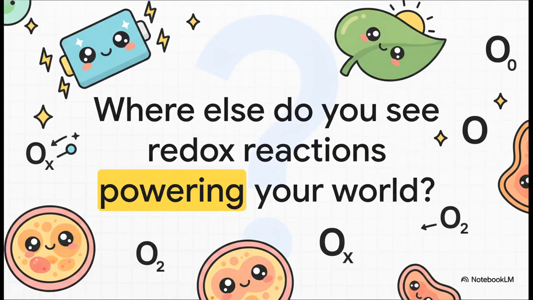So redox isn't just some abstract concept in a textbook. It's the engine of our world. It's happening in the batteries that power your phone, it's happening in photosynthesis that makes the oxygen we breathe, and it's happening in the metabolism that gives you energy. So now that you know the rules, where else do you spot it?